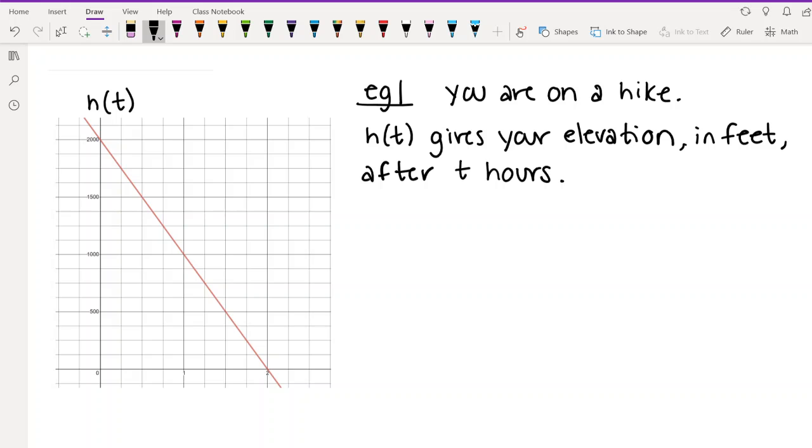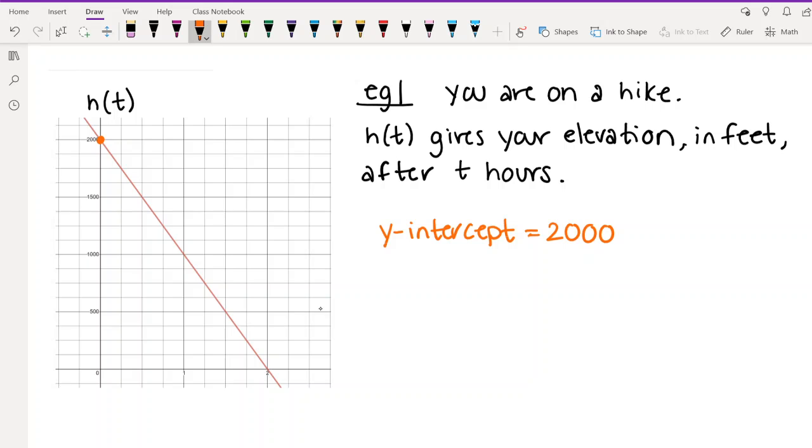What is the y-intercept telling us? What is the slope telling us? And how can we put those together to tell us what's going on in this situation? So first of all, let's find the y-intercept. The y-intercept for this function is 2,000, right? So the y-intercept is equal to 2,000. What would the units of that be?